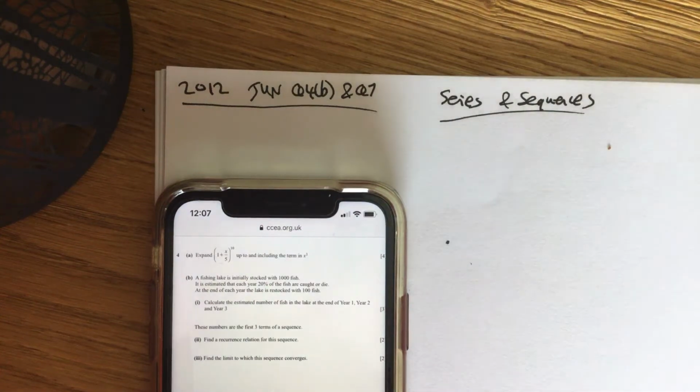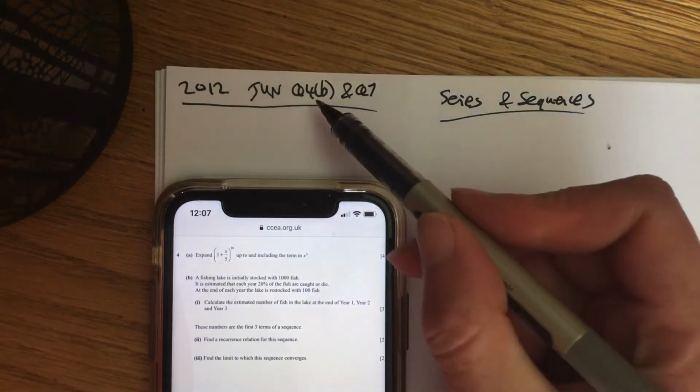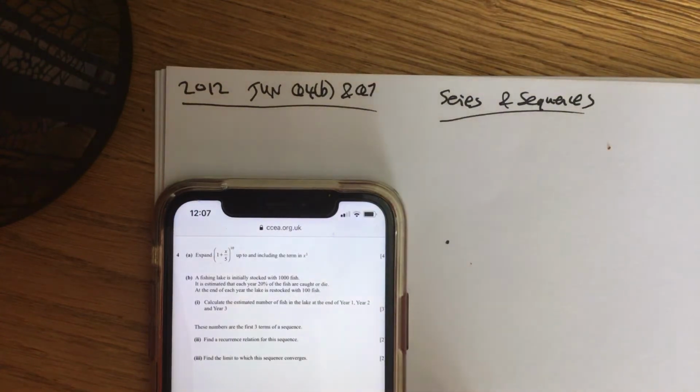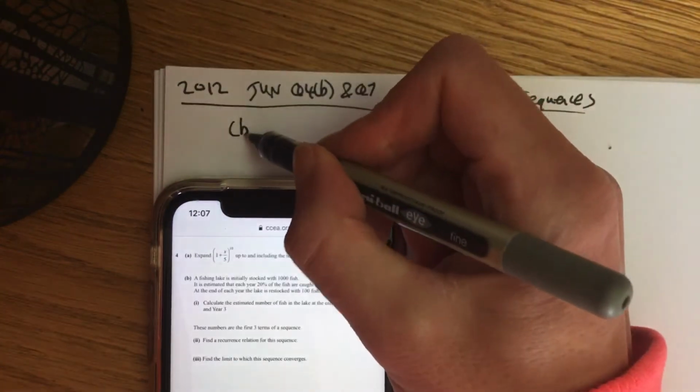Going to look at the 2012 June paper. Got two questions to look at, 4b and question 7. 4b: a fishing lake is initially stocked with fish.